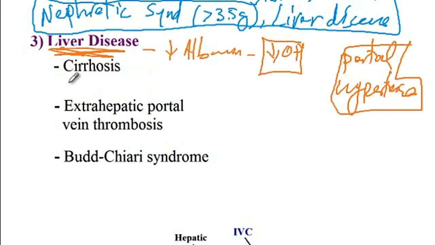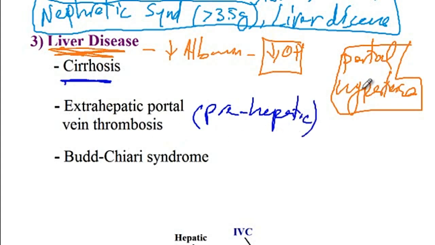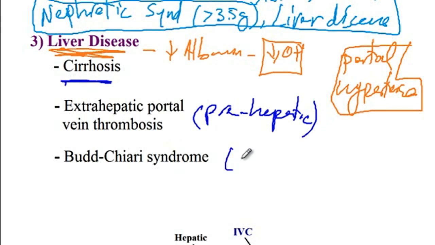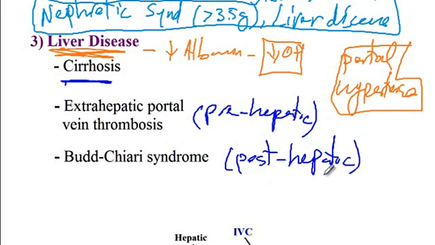So portal hypertension can result from blockage of the vessels that are inside the liver itself, like for instance from liver cirrhosis. It can be from the extrahepatic blockage of the portal vein, which is before entering the liver. So this is pre-hepatic obstruction that can cause portal hypertension. And then finally, Budd-Chiari syndrome causes post-hepatic obstruction of either the inferior vena cava or the hepatic veins.